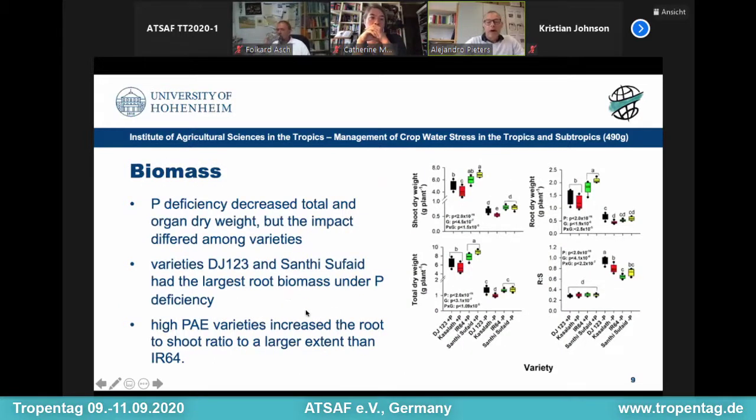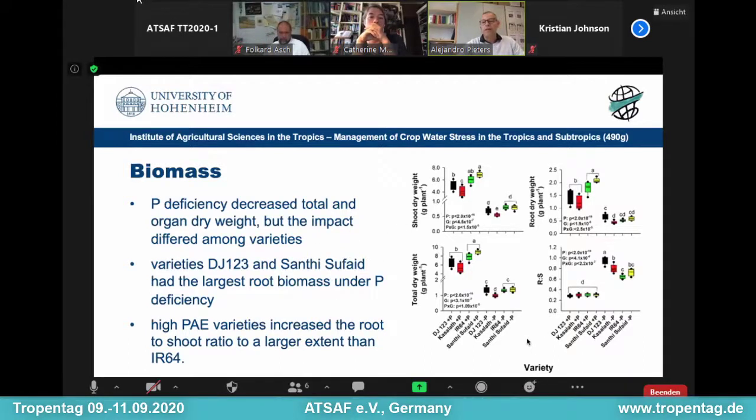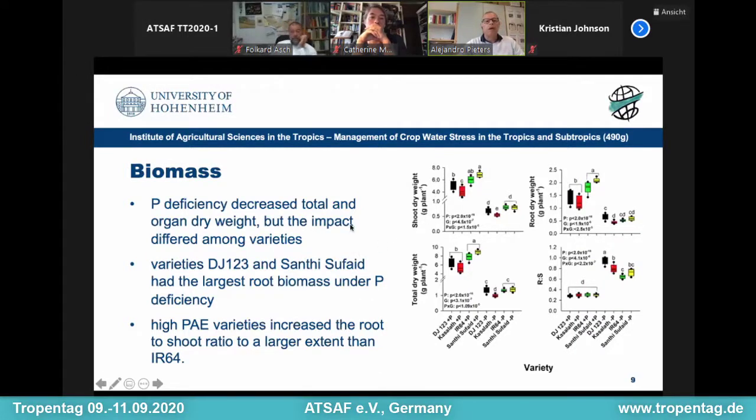When we analyze the dry weight of each of the varieties, the structure of the graphing is the same. So shoot dry weight, in general terms, phosphorus deficiency decreased total and organ dry weight, but the impact differed among varieties, as we can see here. Not all varieties were equally affected by phosphorus deficiency. And varieties DJ123 and Xanthi sulfate, which are supposed to have the largest phosphorus acquisition efficiency, had the largest root biomass on the phosphorus deficiency amongst all the varieties compared.